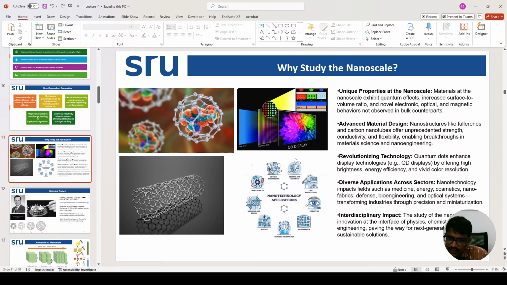The study of the nanoscale fosters innovation at the interface of physics, chemistry, biology, and engineering, paving the way for next generation devices and sustainable applications. So it is a very diverse subject. It is there in every science, in physics, chemistry, biology, engineering, electronics, mechanics, civil. Its applications are there in every engineering stream, right? That's why it is essential for every student to understand nanotechnology.